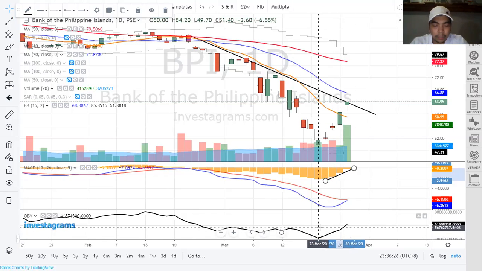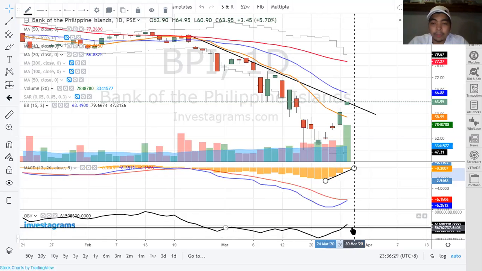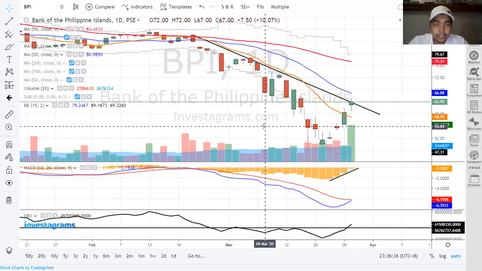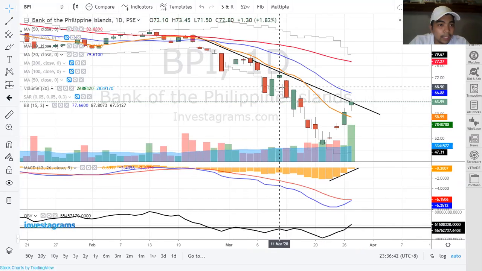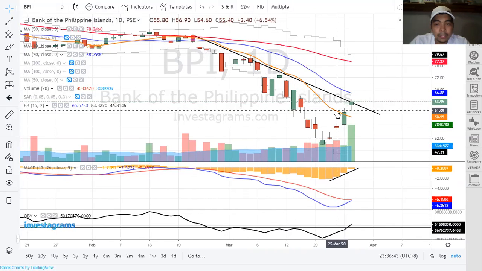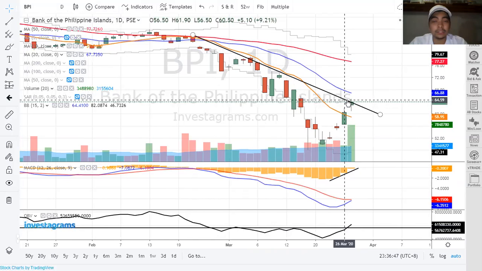Also, it broke out a horizontal resistance line that we drew. So those are the things that I'm considering right now for BPI. As you can see also, the moving average of 10 crosses over the 10. Now it will cross, hopefully it will cross around 20.